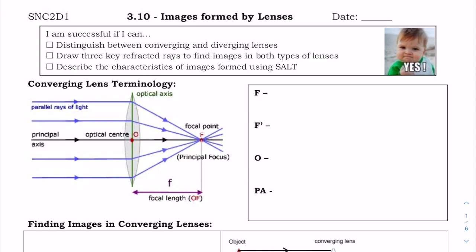Let's get started. In the picture below, we have a converging lens. The principal axis is the horizontal line that passes through the optical center. The optical center would be the center of the lens. We have to go through some terminology. Notice there's a point to the right of the lens labeled capital F. That's our focal point or principal focus. This is defined to be the point on the principal axis of the lens where parallel rays of light converge.